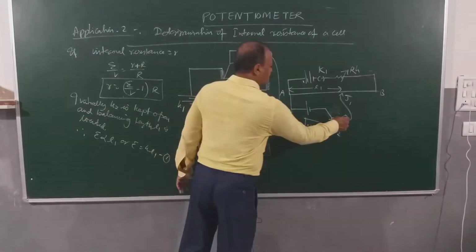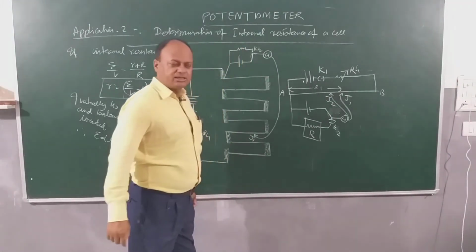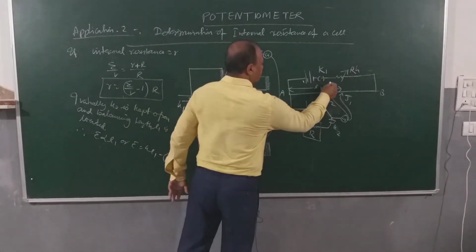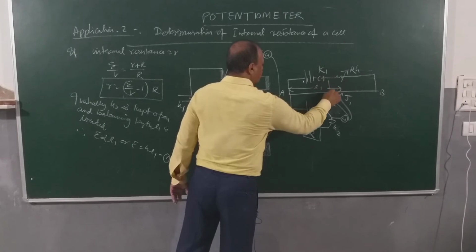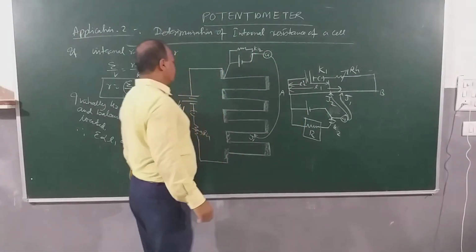This time the balancing length will be less. It will come at position J2, right? And with the help of the ruler, I'll determine how much this length is. This length is L2.